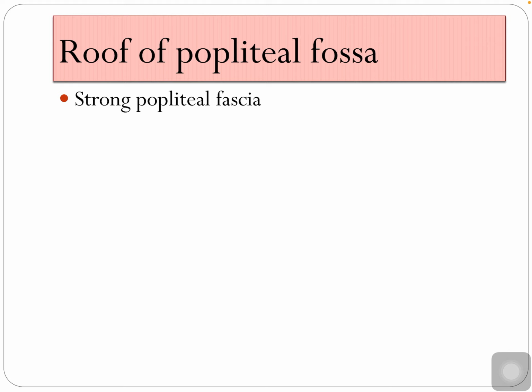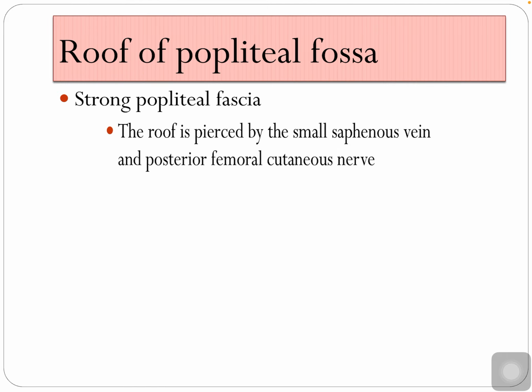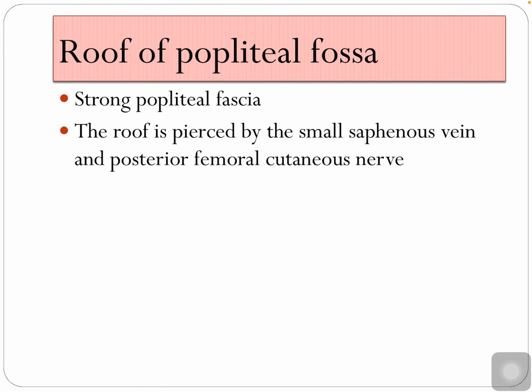Roof of popliteal fossa, it's a strong deep fascia over the roof that is called as popliteal fascia. The students should remember the difference between the popliteal fascia and the fascia covering the popliteus. Popliteal fascia is the deep fascia in the roof of popliteal fossa, and fascia covering the popliteus is in the floor of the popliteal fossa. The roof is pierced by the small saphenous vein and posterior femoral cutaneous nerve.